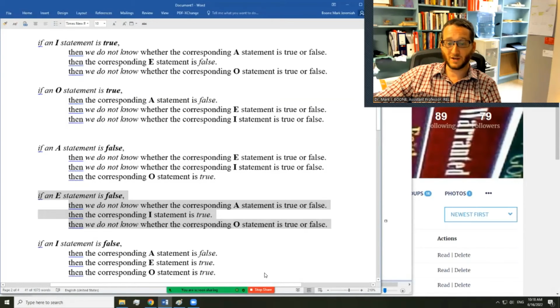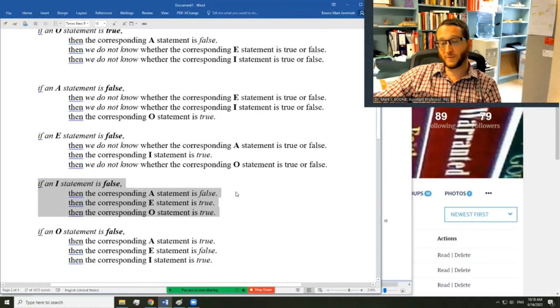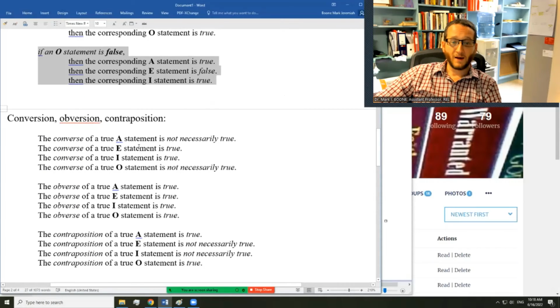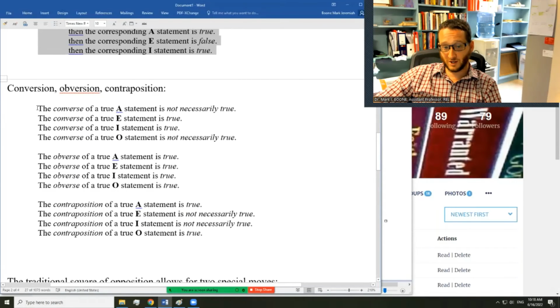If an I statement is false, we can infer that its corresponding A is false, its corresponding E and O are true. If an O statement is false, then its corresponding A is true, its corresponding E is false, its corresponding I is true. Conversion and obversion and contraposition.